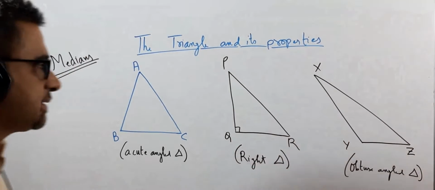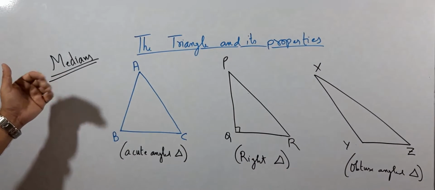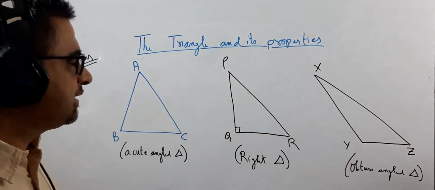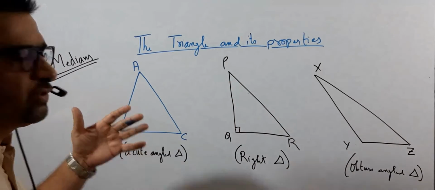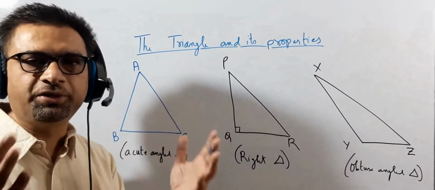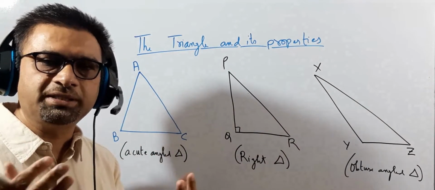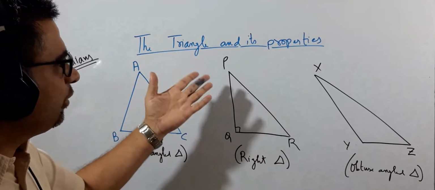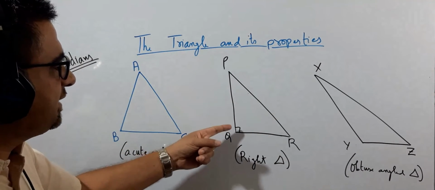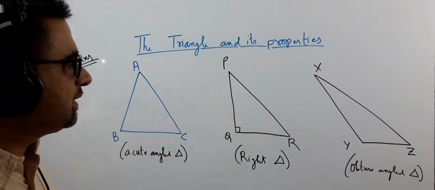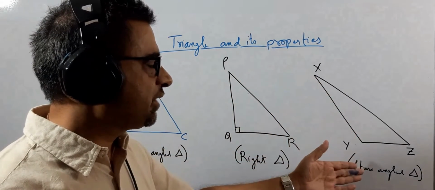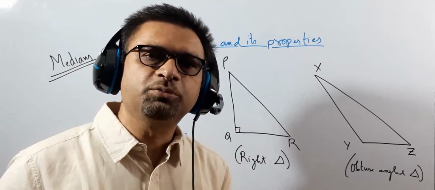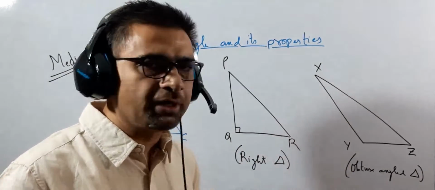The next topic is medians. So what do you mean by medians? Well, we have three triangles here. This is an acute angle triangle. So you know what an acute angle triangle is, where all three angles are acute. Each one is less than 90 degrees. Then we have a right angle triangle. What do you know about right angle triangle? We have one angle which measures 90 degrees. The remaining two are acute angles. And then there is this obtuse triangle where we have one obtuse angle. What do you mean by an obtuse angle? Which measures more than 90 degrees. So this is an obtuse triangle.